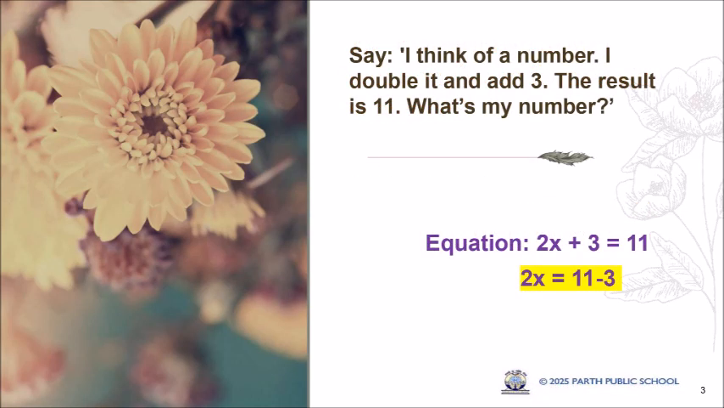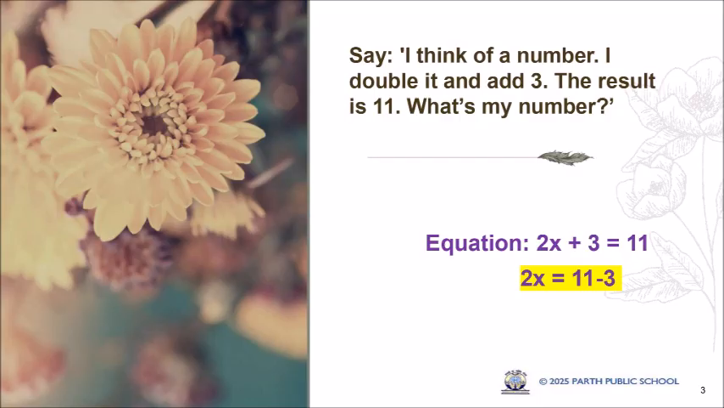Okay, now we have an example in front of us. I think of a number, I double it and add 3, the result is 11. What's my number? So it's a word problem question, and you have to convert it into a linear equation. First of all, you have to assume a number here. So let's suppose I'm taking a number x here.